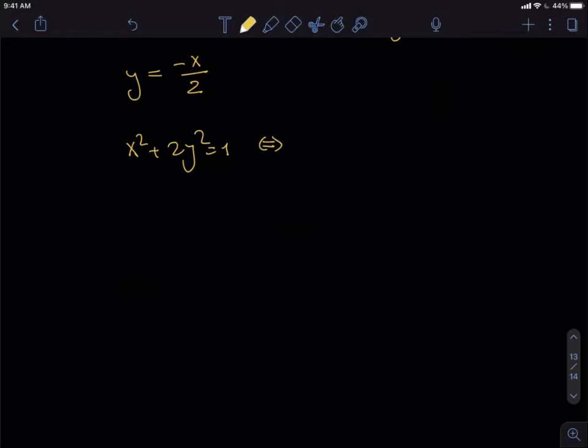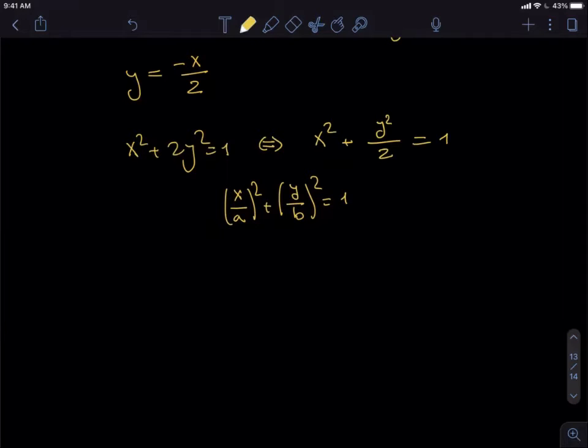So remember, the formula for an ellipse needs to be in this format: x squared over a squared plus y squared over b squared equals 1. And then a is the length of the half axis in the x direction, and b is the length of the half axis in the y direction. So let's make it fit into this format. So this is x squared, no problem there, plus y squared over 2 equals 1.